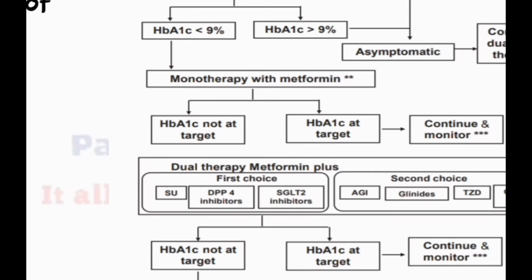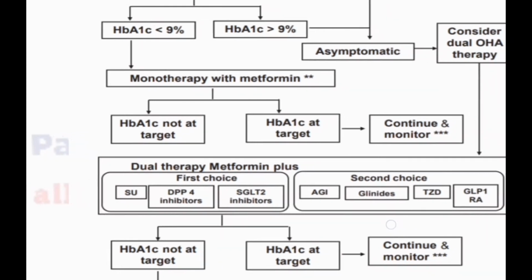If the HbA1c is not between 7 to 8, then you have to start dual therapy, that is metformin plus another agent. With metformin, as a first choice you can choose sulfonylureas, DPP-4 inhibitors, or SGLT2 inhibitors, and as a second choice, you can choose alpha glucosidase inhibitors, glinides, TZDs, or GLP-1 receptor agonists.